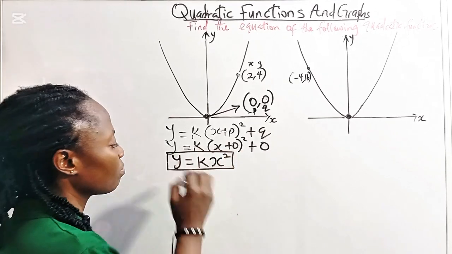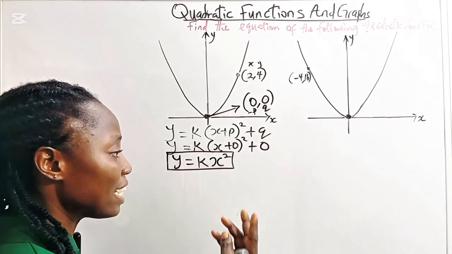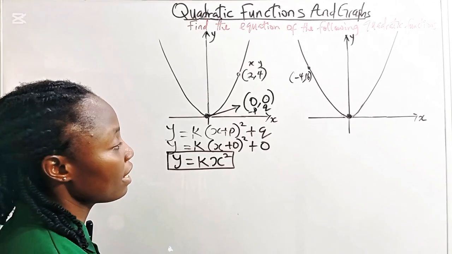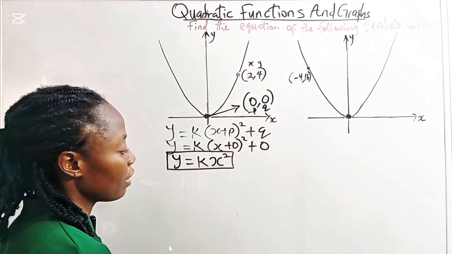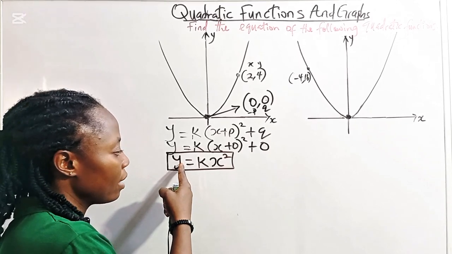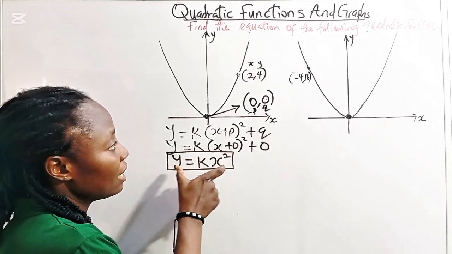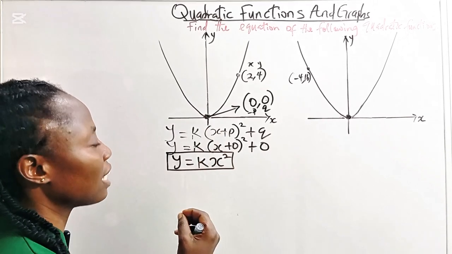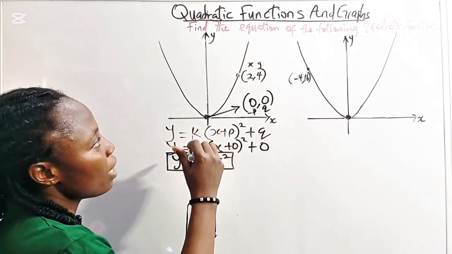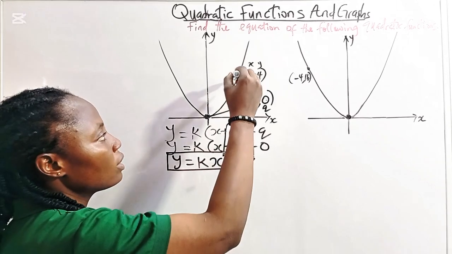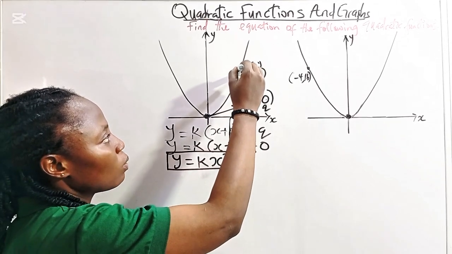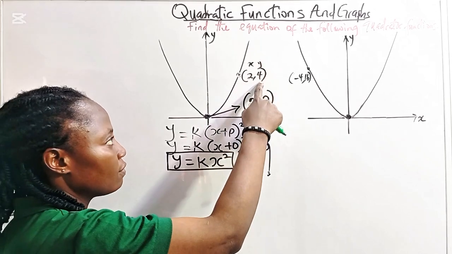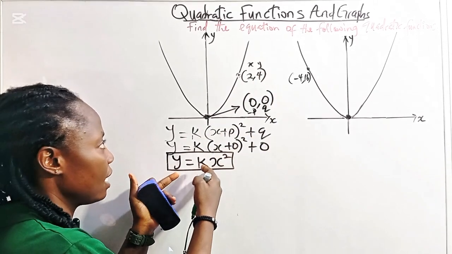So look at this formula now. The next thing is to find the value of k. How are we going to find the value of k? We find the value of k by putting in the value of y and the value of x in this equation. Now let's go to our graph to look for the value of x and the value of y. On our graph, we are given a particular point on the parabola. And at this particular point, our x is 2 and our y is 4. So let's put that in here.